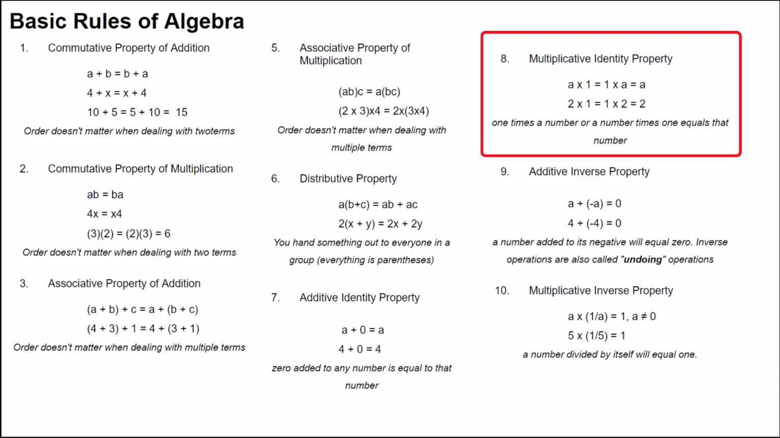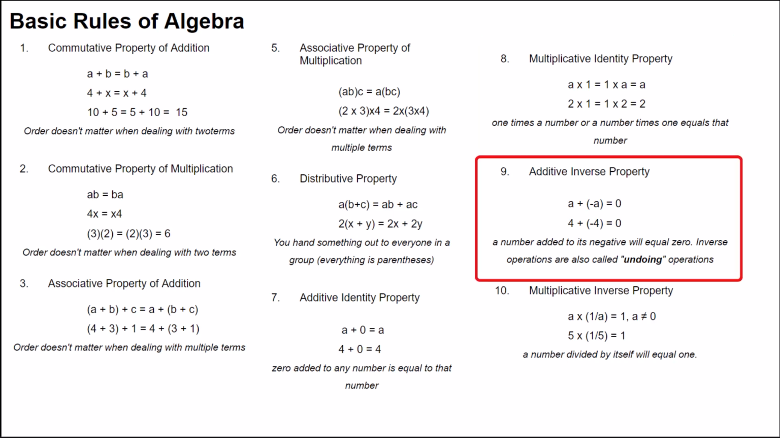We also have a multiplicative identity property, and that basically just says that any number multiplied by 1, or 1 multiplied by any number, equals that number. Here we had the example of 2 times 1, which is equal to 1 times 2. Both of them are equal to 2.